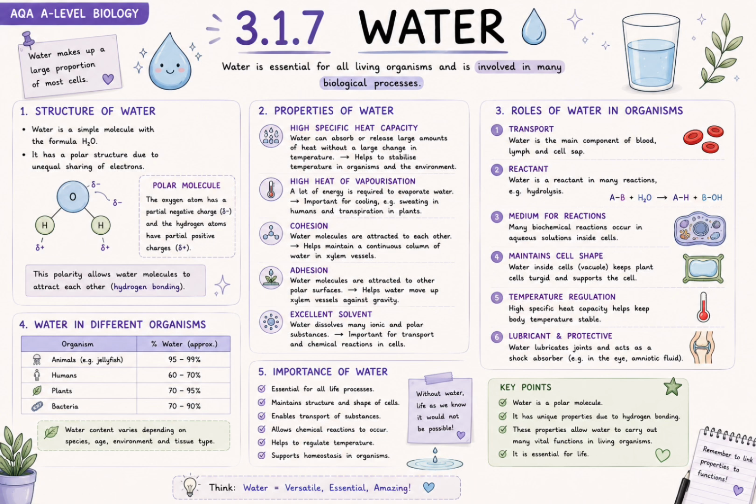So overall, the biological importance of water arises directly from its molecular structure and hydrogen bonding. Without water's unique properties, complex biological systems simply could not function, which is why water is considered absolutely essential for life.